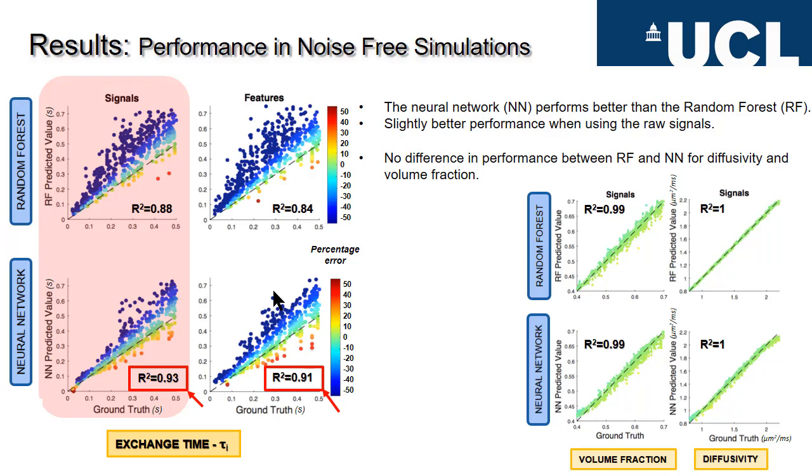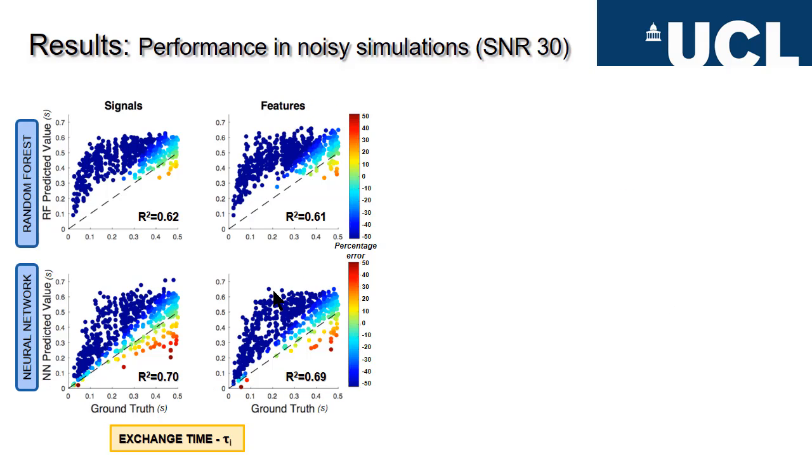For the other two microstructure parameters, we observed no difference in performance between the random forest and the neural network for both databases. We just show here for easiness the results using the signals database.